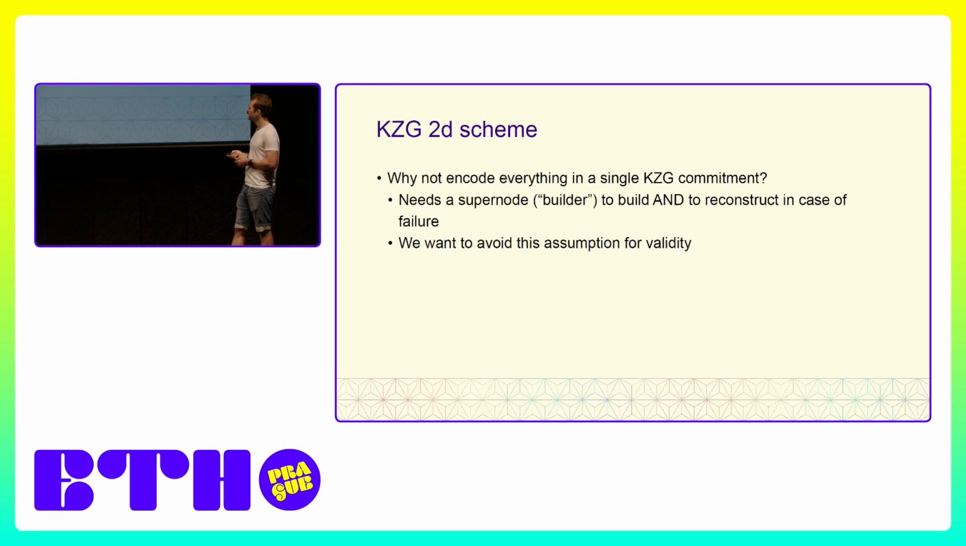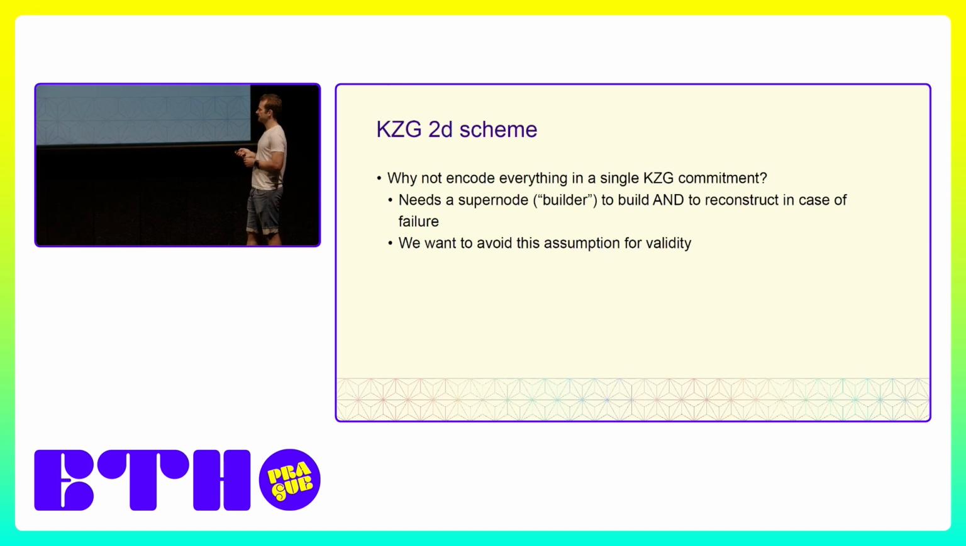And the reason we do this is, why couldn't we just encode everything into one big KZG commitment? Well, the problem is then that you need a super node if you want to reconstruct. Let's say we detect like, oh yeah, we have enough samples. There's like 60% available, but some of them are missing. We need to get all of them, right? Ultimately, we want to make sure that all of them are available.